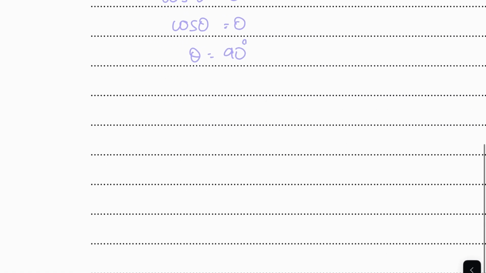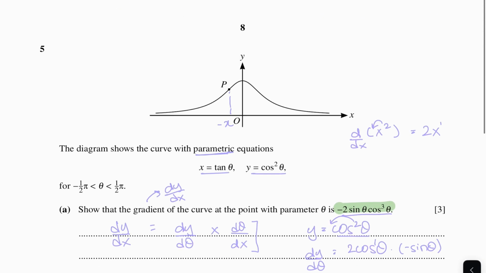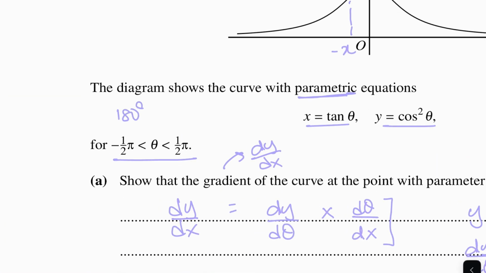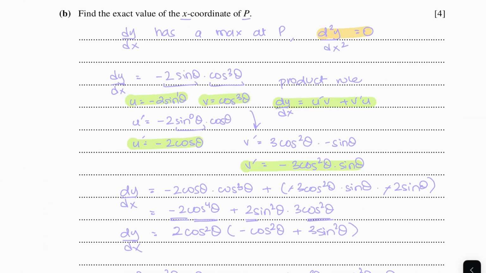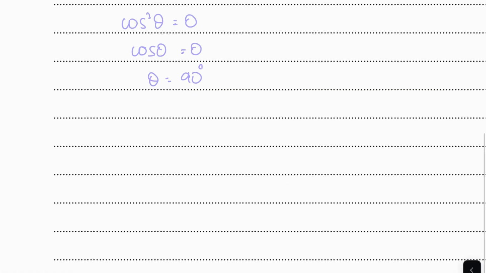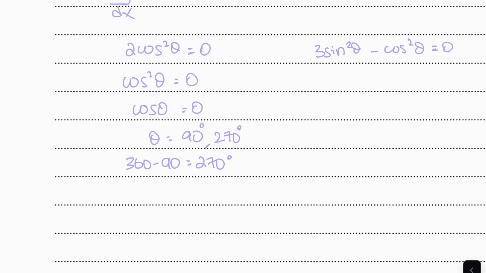But we need to check all of our quadrants. So the question said that this equation is for minus half pi to half pi. So pi is basically 180 degrees. So half of that would be 90 degrees. So 90 degrees and minus 90 degrees. So let's take a look. So our other value for theta will be 360 minus 90 degrees, which will be 270 degrees. So theta is equal to 90 degrees and 270 degrees for this one.